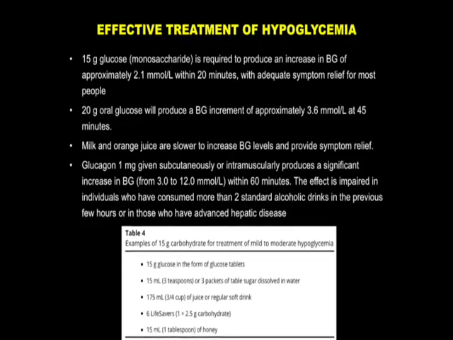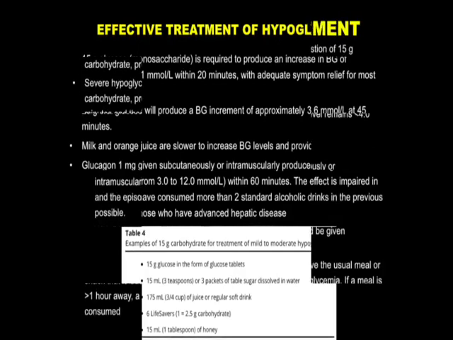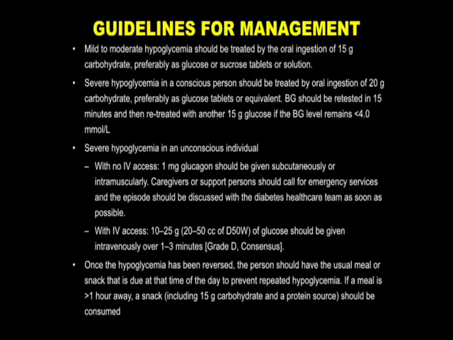And glucagon, 1 milligram, can increase the blood glucose from anywhere to 3 to 12 within 60 minutes. And this is impaired in patients who have had alcohol drinks or who have hepatic disease. So again, looking for those types of things in patients with persistent or severe hypoglycemia is important. So mild to moderate hypoglycemia should be treated with 15 grams of carbohydrate. Severe hypoglycemia, if the patient can respond, should take at least 20 grams of carbohydrate. You should be testing your sugar every 15 minutes until it's above 4.